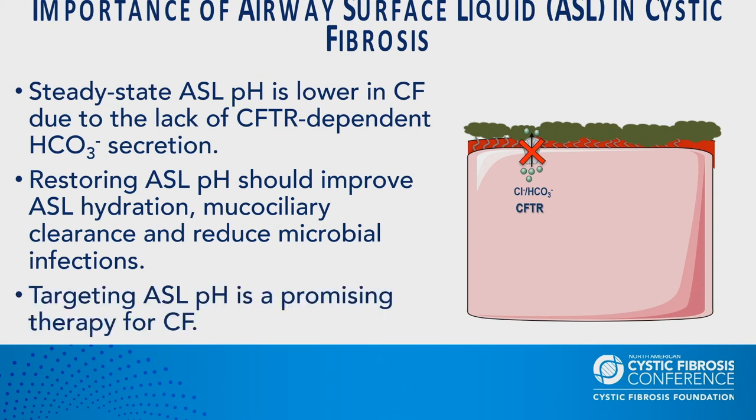There are different targets that can be used instead of CFTR to improve the ASL pH, and those are ATP12A, SLC26A9, TMEM16A, and SLC26A4, for example. In my work, I decided to study the activity of TMEM16A, a calcium-activated chloride and bicarbonate channel, and SLC26A4, a chloride and bicarbonate anion exchanger.